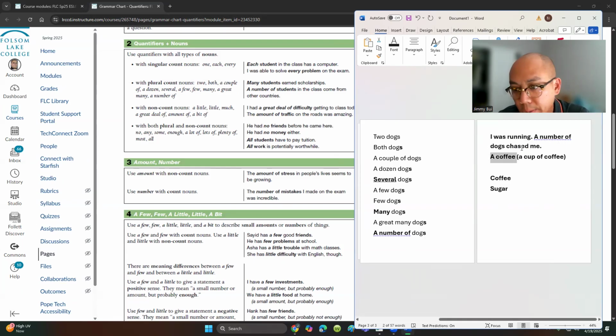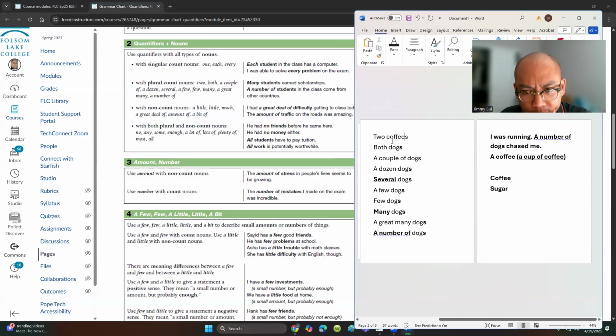This is technically correct, but usually coffee is viewed as how much coffee, right? Not how many coffees do you want, but how much coffee would you like? When it is something non-countable, two coffee would technically be grammatically incorrect, but in this case, it's okay because it is viewed as a cup of coffee, which is countable. So hopefully that doesn't confuse you, right?